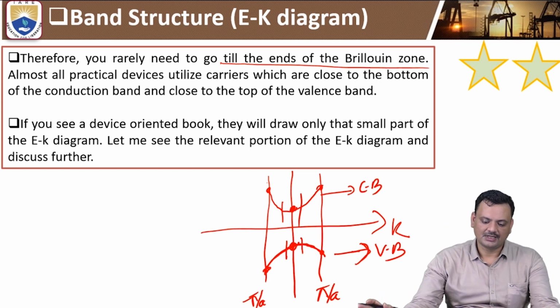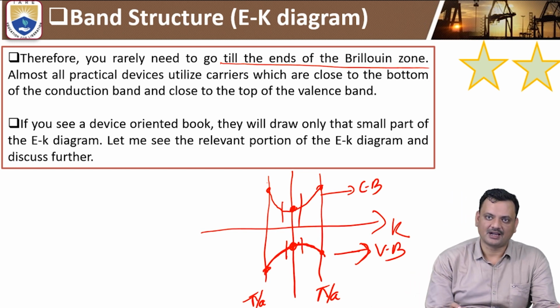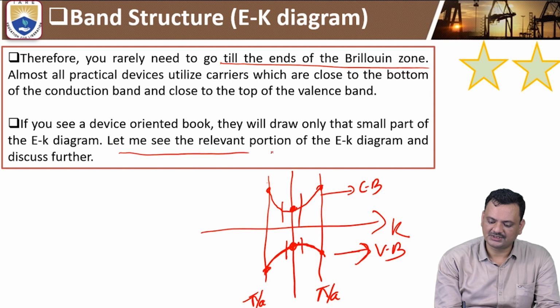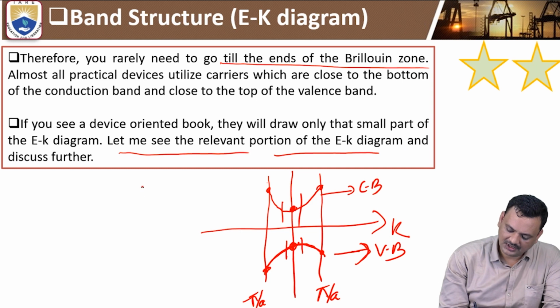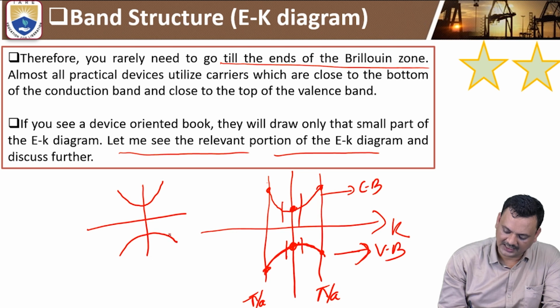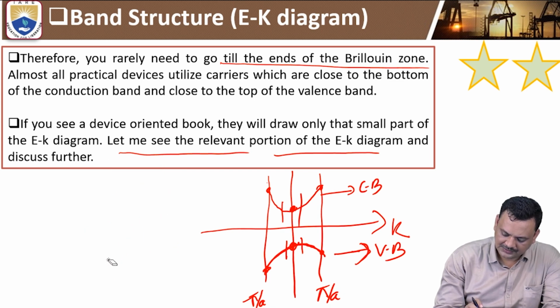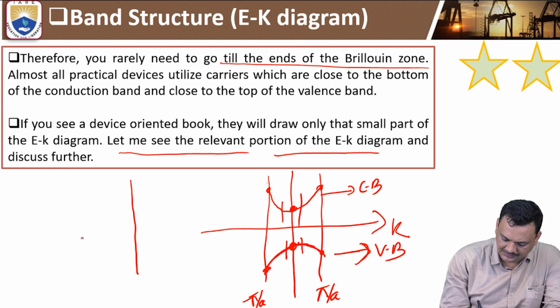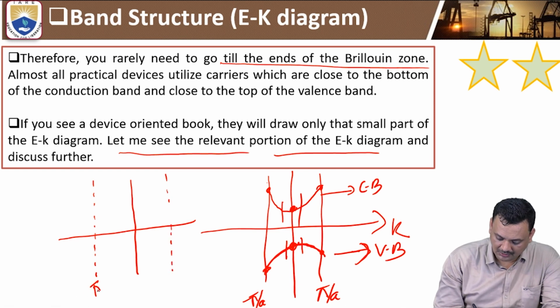If you see a device oriented book, they will draw only a small part of the EK diagram. Let me show the relevant portion of the EK diagram and discuss further. So this is only the relevant portion of the EK diagram for device application. This is, in dotted line, the zone boundary.